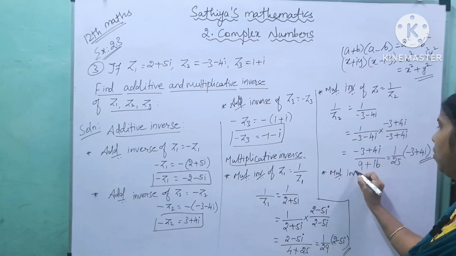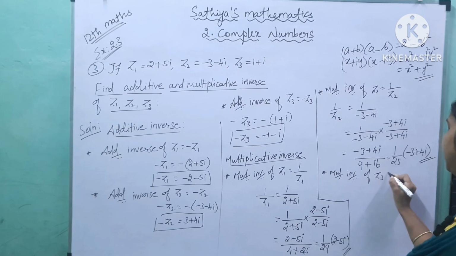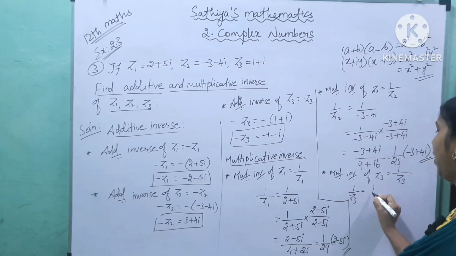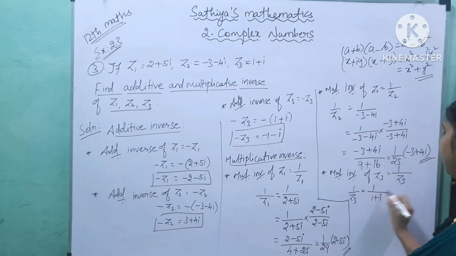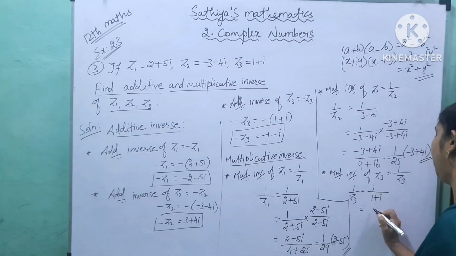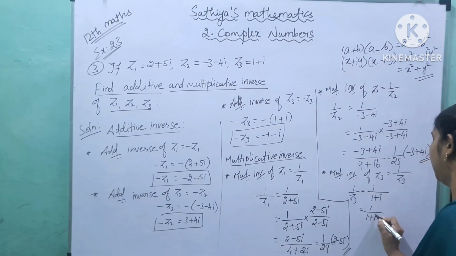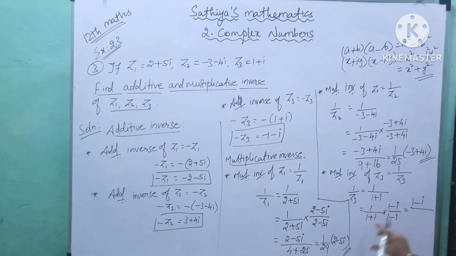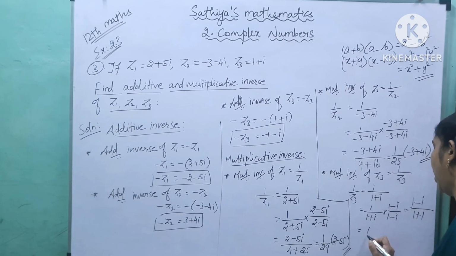Similarly, multiplicative inverse of z3 is equal to 1 by z3. So 1 by z3 is given by 1 by 1 plus i. The conjugate of 1 plus i is 1 minus i. So multiply and divide by 1 minus i. So we can write it as 1 minus i divided by a square plus b square. A square is 1 square, that is 1. B square also 1 square, that is 1. So it is 1 by 2 into 1 minus i. This is the multiplicative inverse of z3.